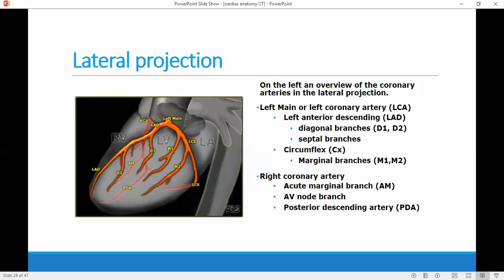On the left, an overview of the coronary arteries in the lateral projection. This is the left coronary artery, LAD, with its branches, left circumflex with its branches. Right coronary artery will be posteriorly.